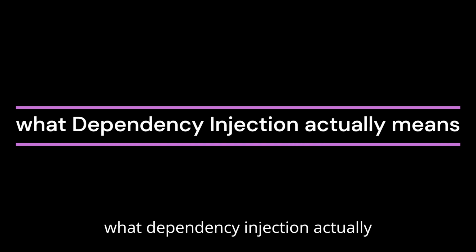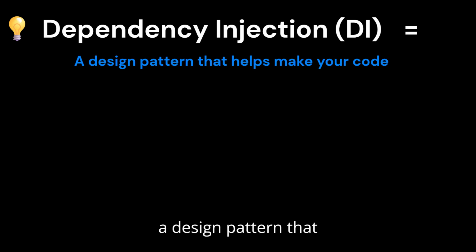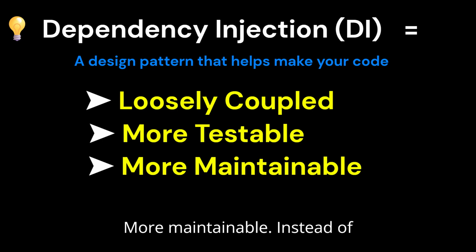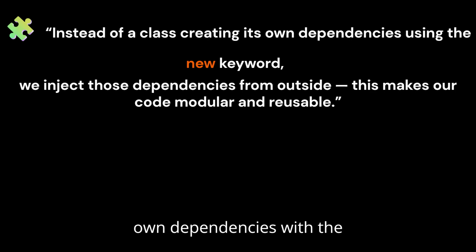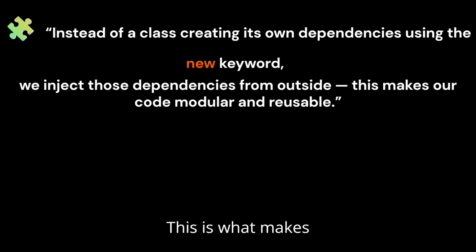Before jumping into the example, let's quickly recap what dependency injection actually means. Dependency injection (DI) is a design pattern that helps make your code loosely coupled, more testable, and more maintainable. Instead of a class creating its own dependencies with the new keyword, we inject those dependencies from outside. This is what makes our code modular and reusable.